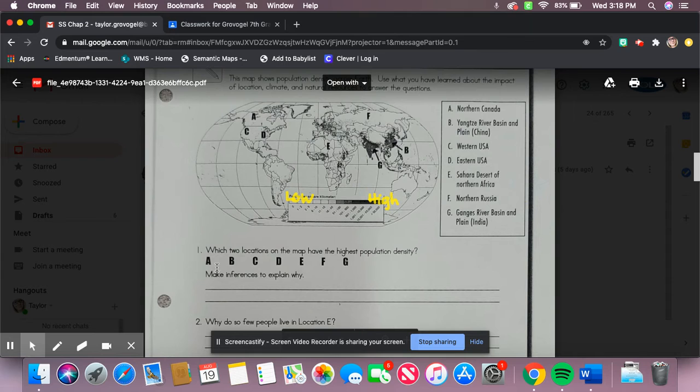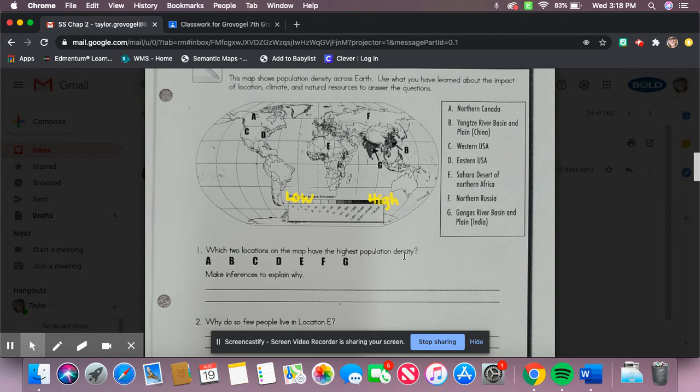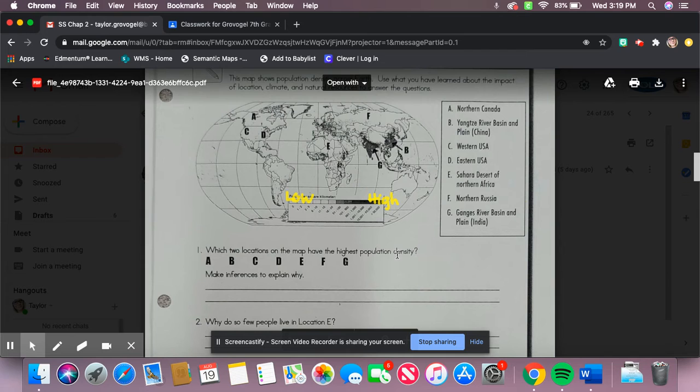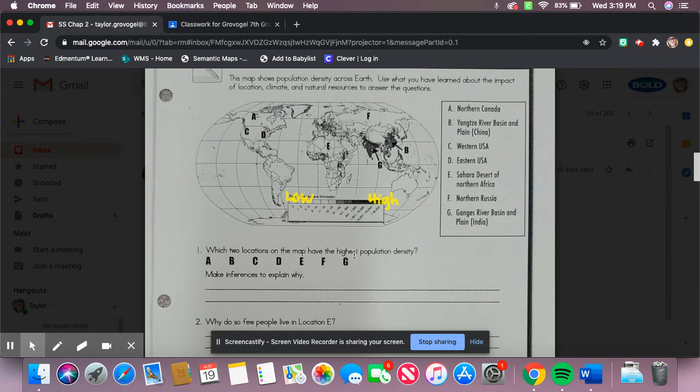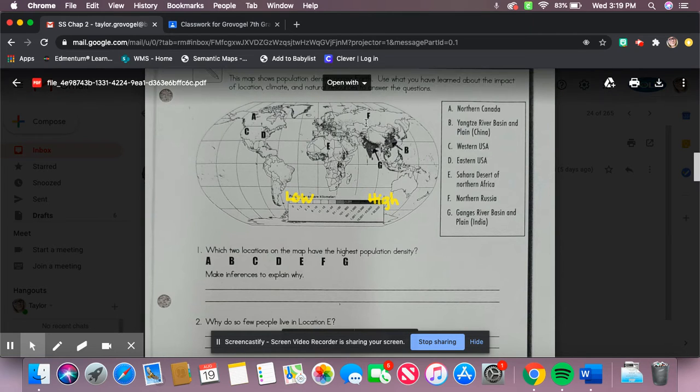Number 1 says, which 2 locations on the map have the highest population density? You will be able to find the answer to this question if you look at the map. Remember, it says 2 locations. So go ahead and pause the video if you need more time. Now, number 1 also has another part to it. It says make inferences to explain why. So it's asking you, why do you think these 2 locations on the map have this high population density?